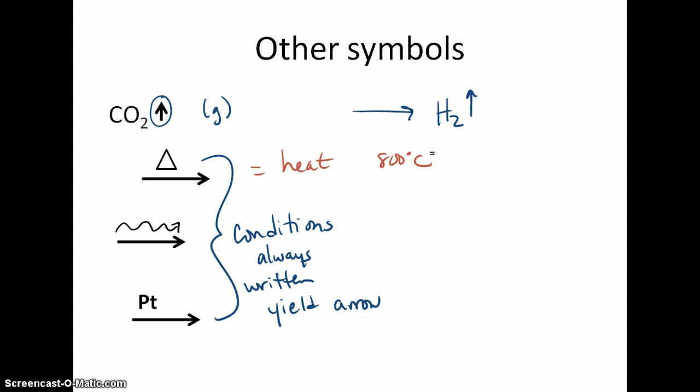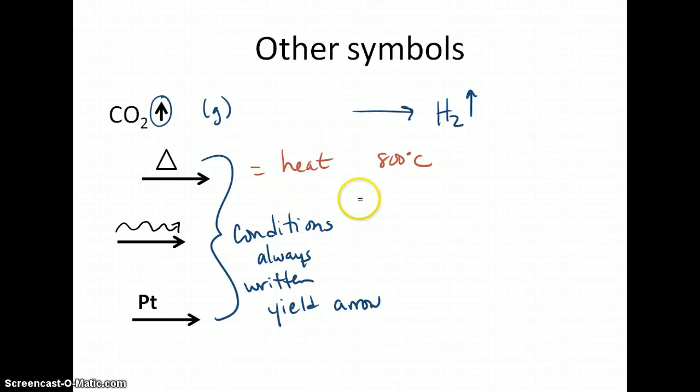arrow. Okay, so you know that that reaction does not occur unless it's on a hot plate or a burner or in some sort of, in this case, 800 degrees C special oven, because that's a really hot oven. That's what the triangle means, that that reaction does not go unless it's a certain temperature.